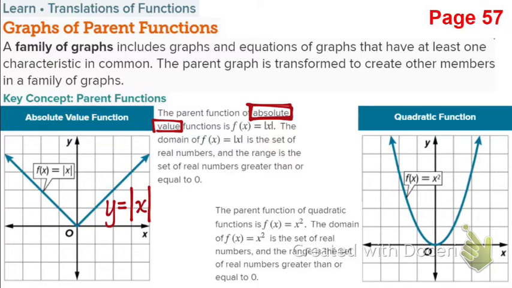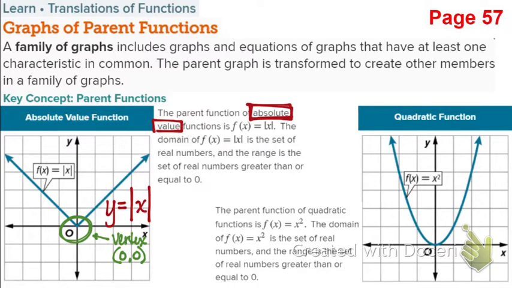Where is the bottom of this V? At 0, 0. We call this part right here the vertex. And on the parent, my vertex is at 0, 0. Always. Yes, sir? How'd you get the y equals x again? That is the equation for the parent function. I am giving you that piece.